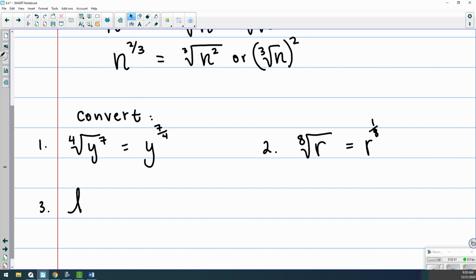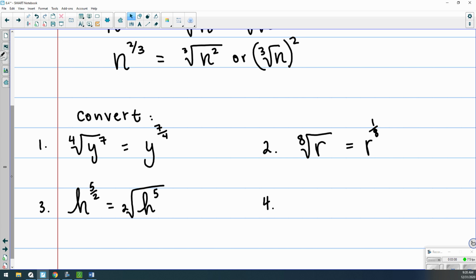If I gave you h to the 5/2, how would you rewrite that in radical form? So can you convert the other way? Well, h is going to be underneath some sort of a radical. What's the root? 2. What's the power? 5. So the second root of h to the 5th. Now, do you absolutely have to put that 2? No. When you're talking about square roots, the 2 does not need to be there. But I like to put it there just because we're learning, we're practicing.